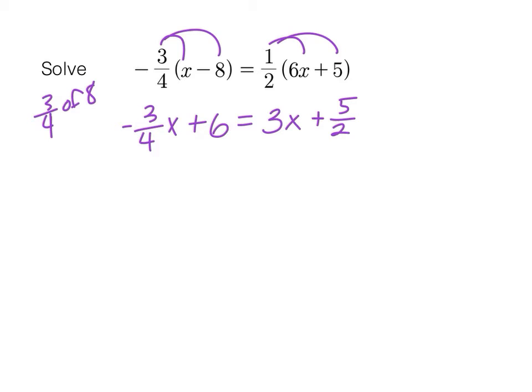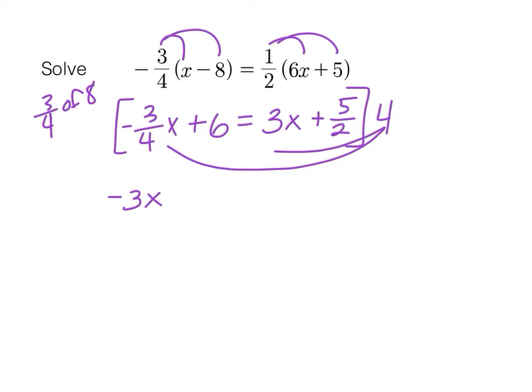Now I'm going to get rid of my fractions. I'm going to multiply everything by 4. So that means 4 times negative 3/4 x, so negative 3x. 4 times the plus 6, so plus 24. 4 times the 3x, so that equals 12x. And 4 times 5 halves, which would come out to be, let's see, 5 halves of 4. Well, 1 half of 4 would be 2. 5 of those would be 10.